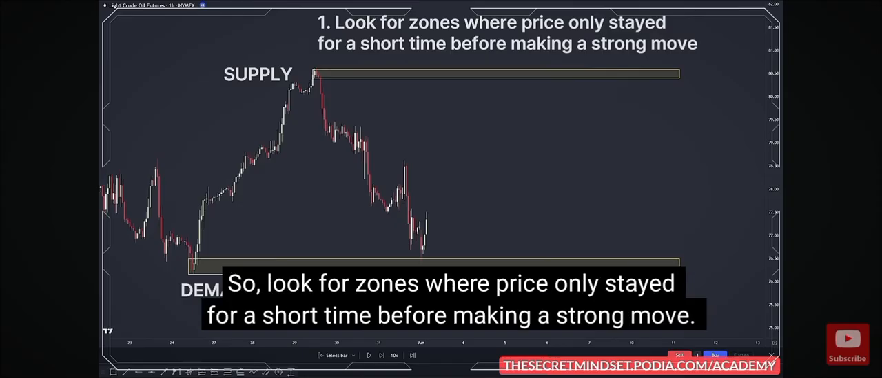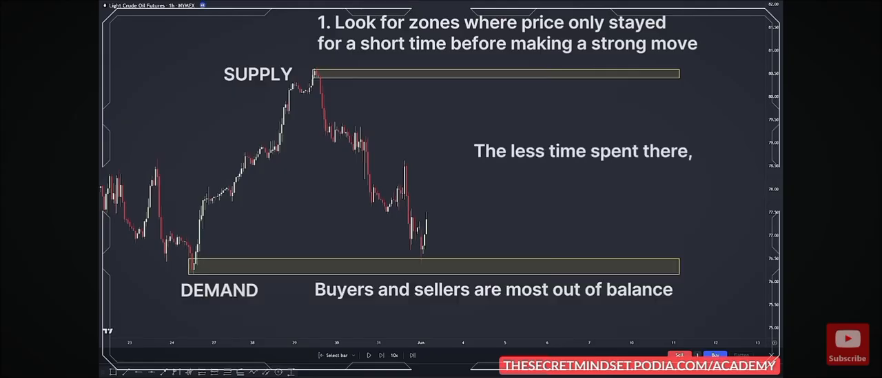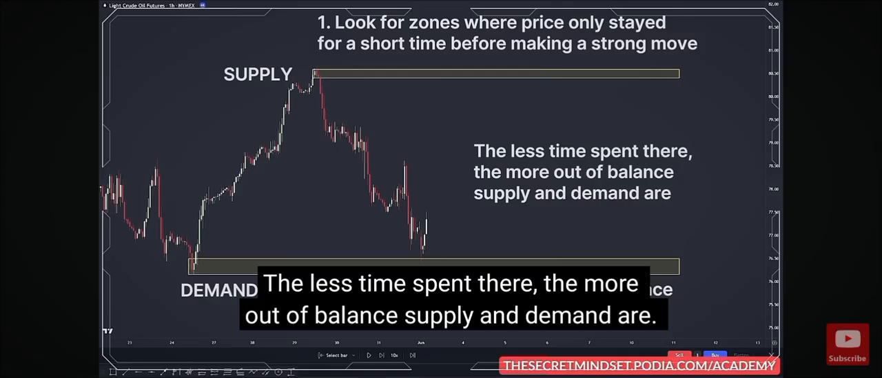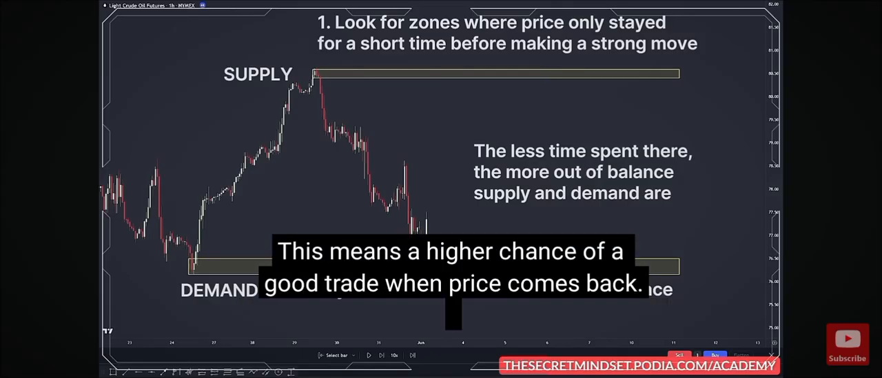So look for zones where price only stayed for a short time before making a strong move. The less the time spent there, the more out of balance supply and demand are. This means a higher chance of a good trade when price comes back.